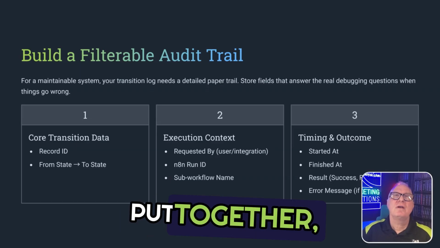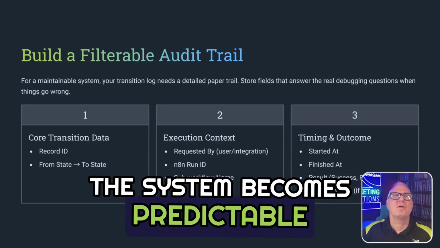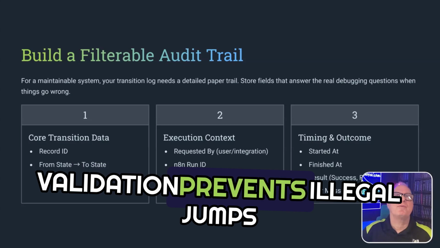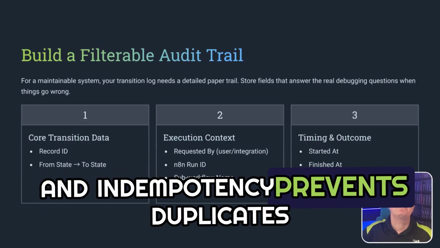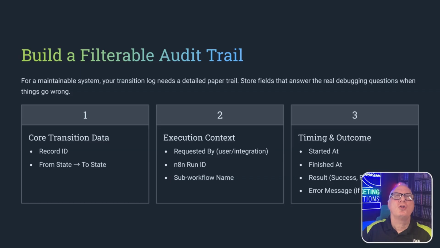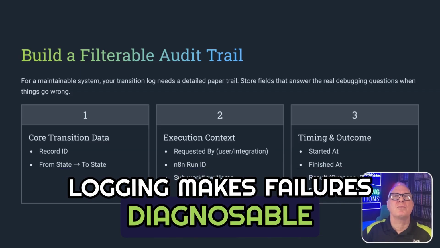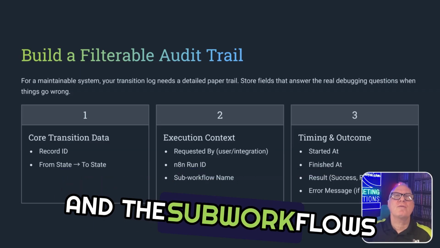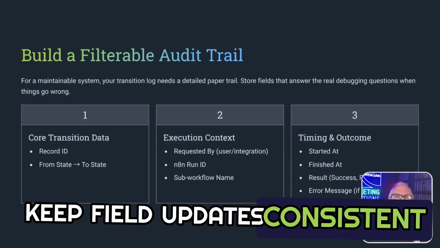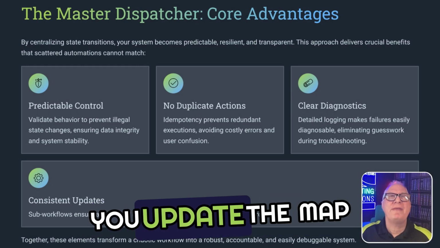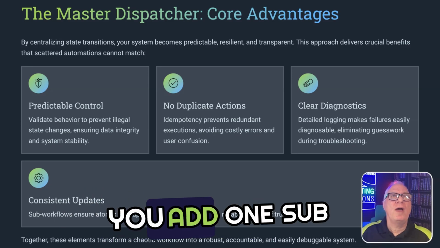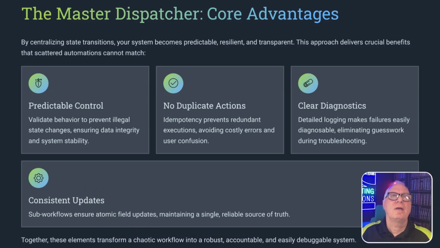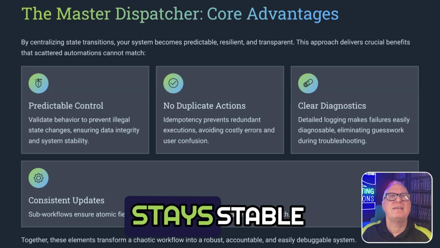Put together, the system becomes predictable. Validation prevents illegal jumps. Idempotency prevents duplicates. Logging makes failures diagnosable. And the subworkflows keep field updates consistent. As you add states, you update the map. As you add transitions, you add one subworkflow. The dispatcher stays stable.